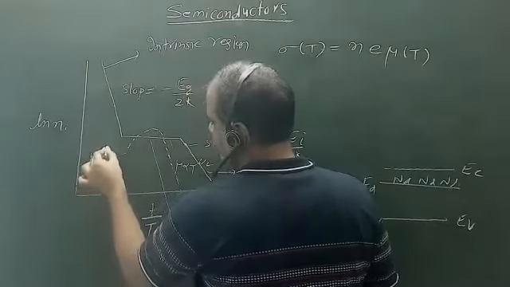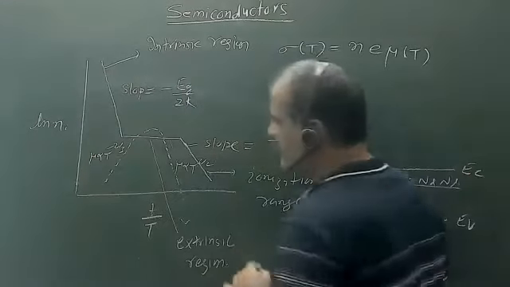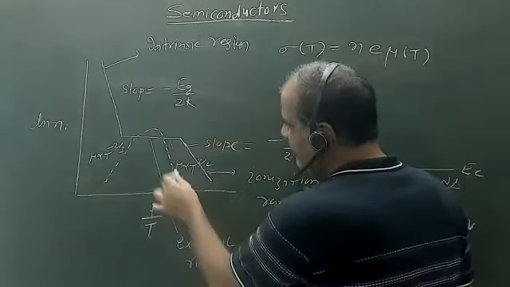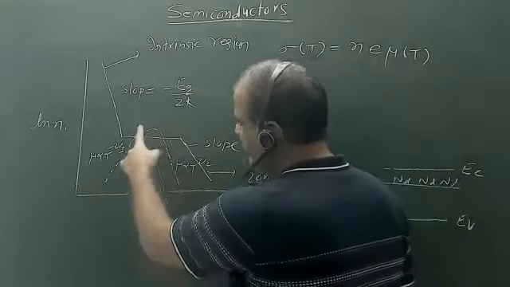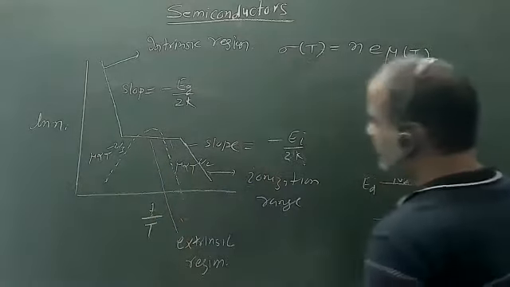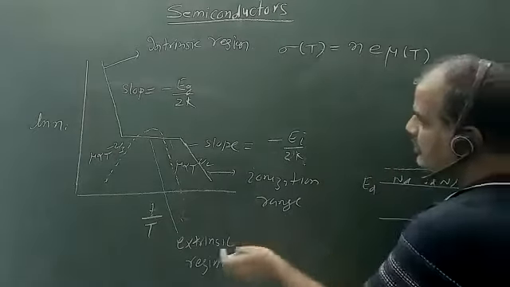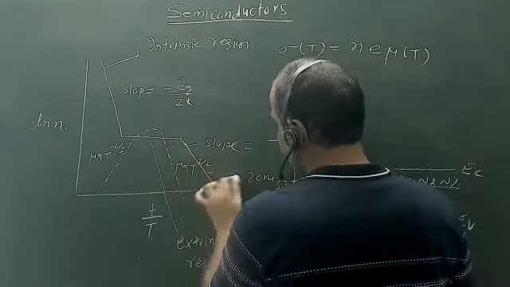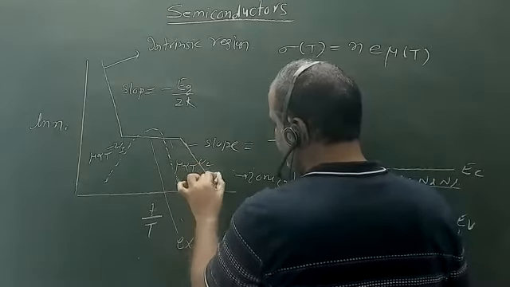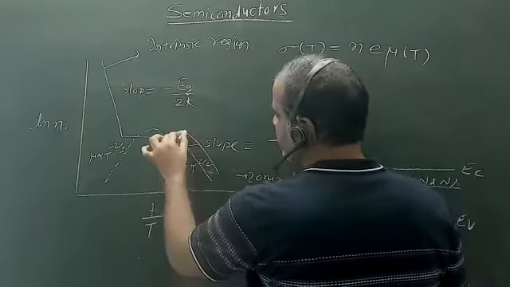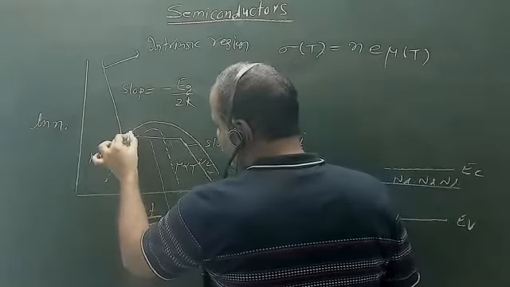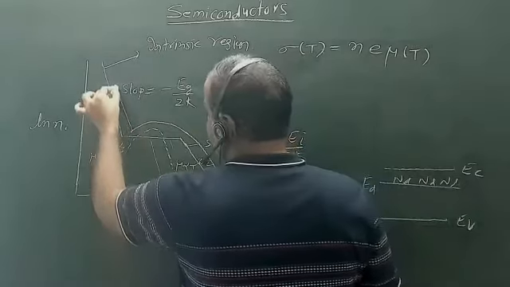Mobility is proportional to T power minus 2/3. So at low temperature my mobility increases, and at high temperature it decreases. Now if I combine these two graphs, what will be my conductivity? My conductivity will increase, slightly drop, and again increase.